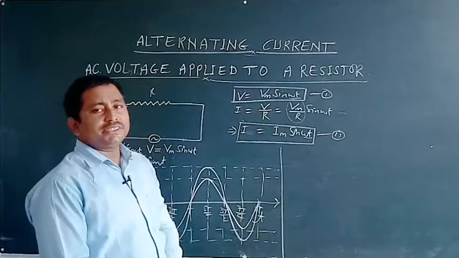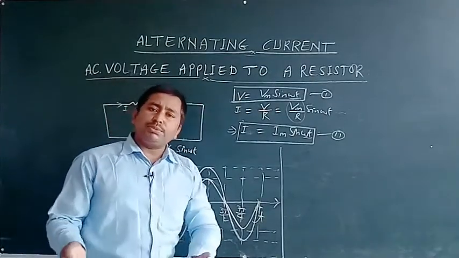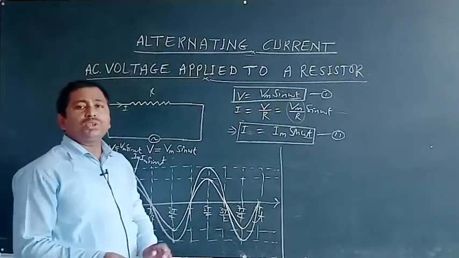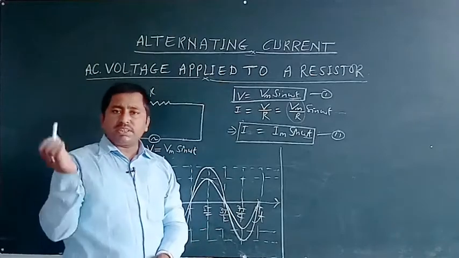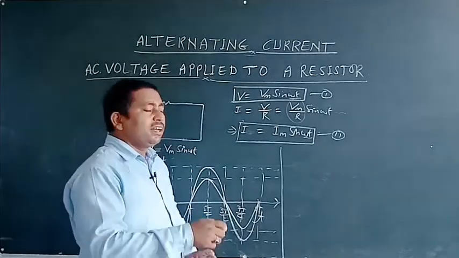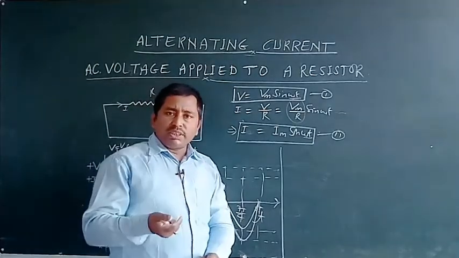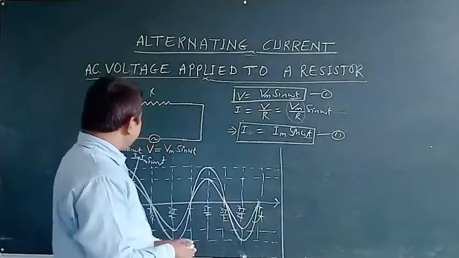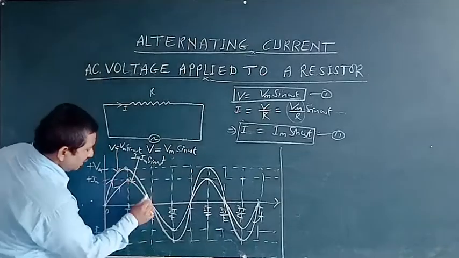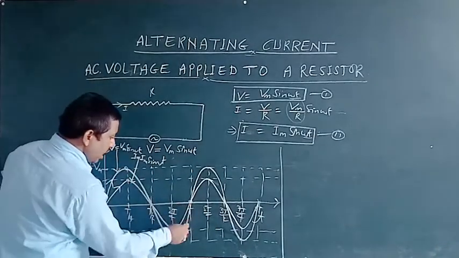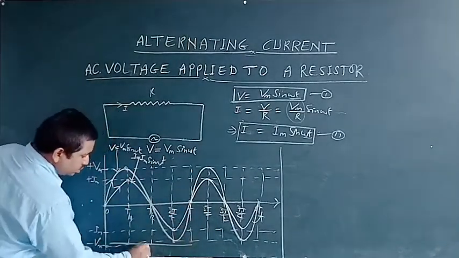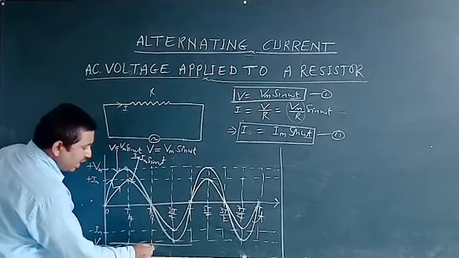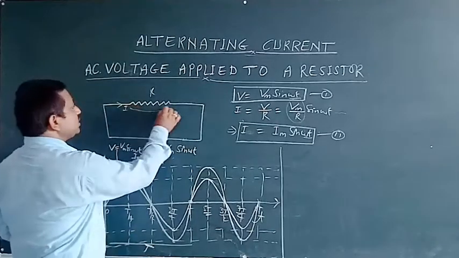Okay, now let us talk about the power dissipated in the resistor in one complete cycle. As we know, an alternating voltage source and alternating current source change their polarity with respect to time. It means after a particular time interval it repeats its value. So in one cycle, from here to here, this is time T. So in time T, how much power is dissipated across this resistor?